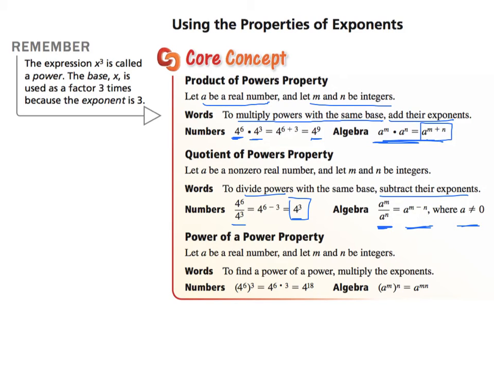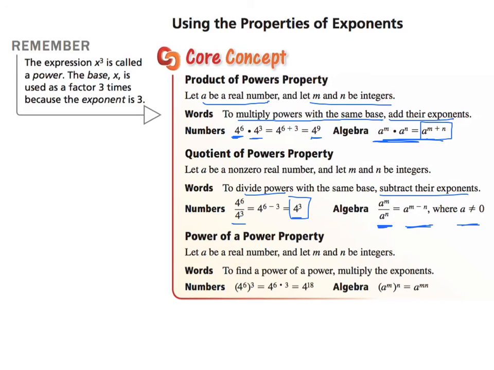And power of a power. This says that to find the power of a power, you multiply the exponents. So this is when you have one base with a power to a power. So you would take 6 times 3, that would give us 18.